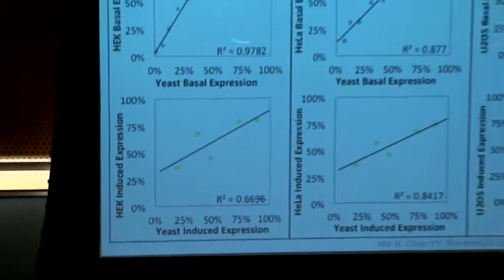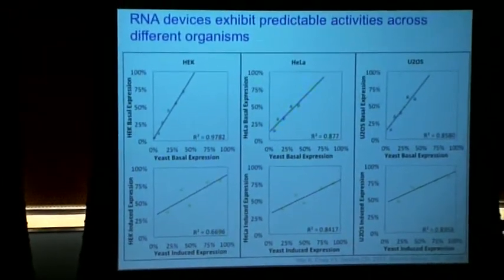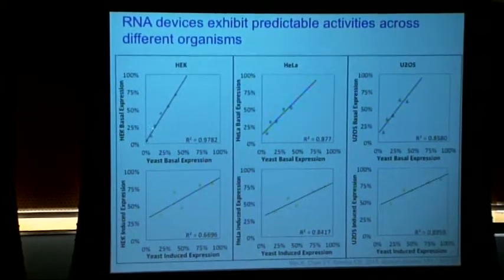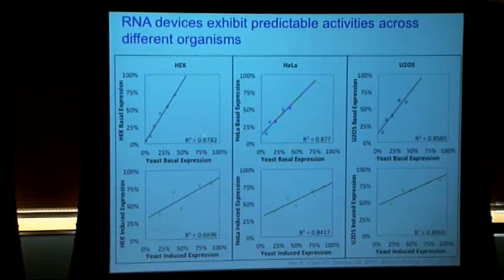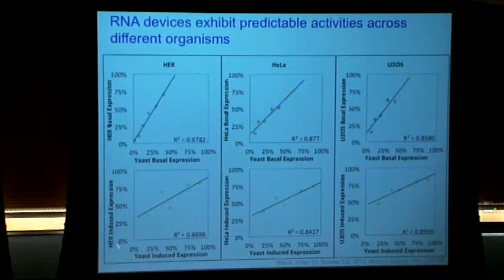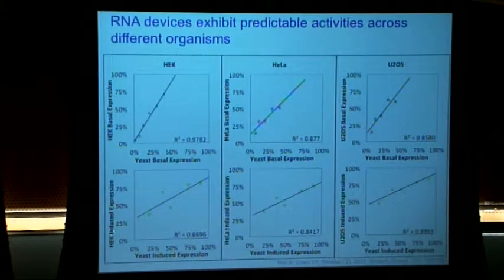What we were able to show is that when we took the systems that we developed in yeast and moved them into 3 different human cell lines, HEK, HeLa, and U2OS, and compared for each point, as an individual switch, the basal level, so the expression level in the absence of ligand, and the induced level in the presence of ligand, there was pretty good correlation between what we were measuring in human cells and what we were measuring in yeast. So there's a direct translation: when we characterize something in yeast and then move it over into human cells, we can predict what behavior it would have.